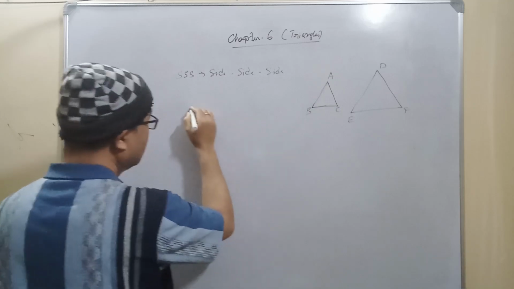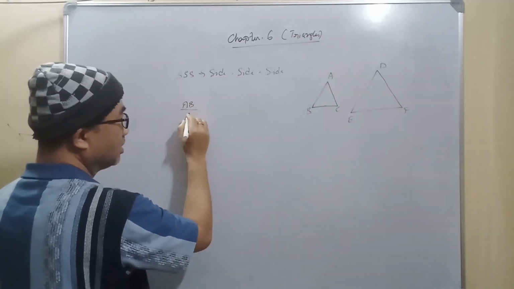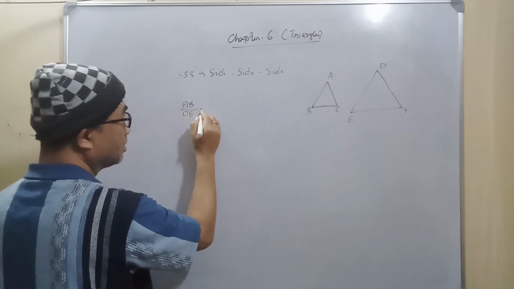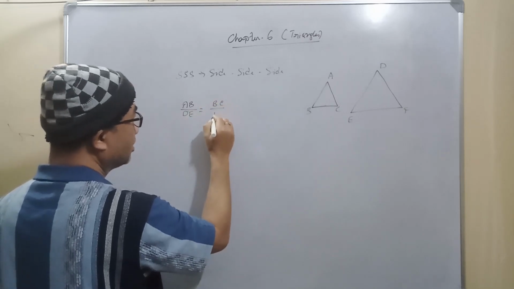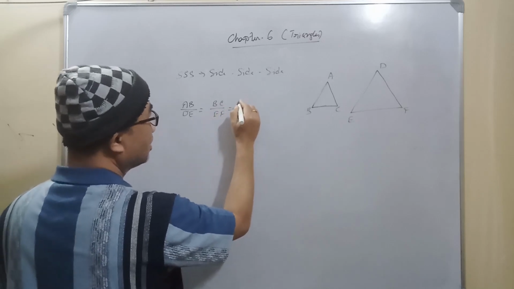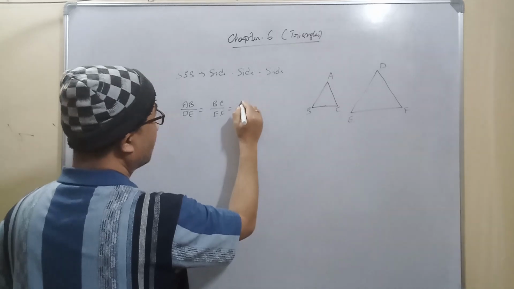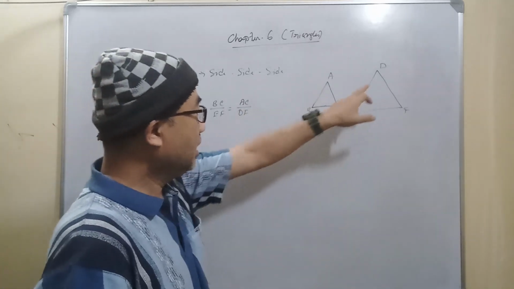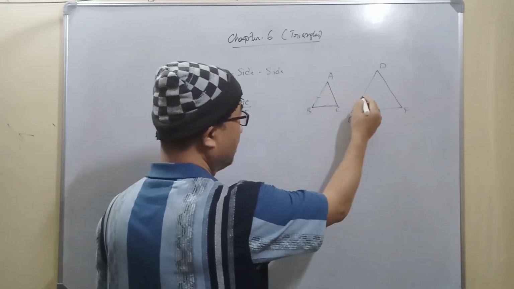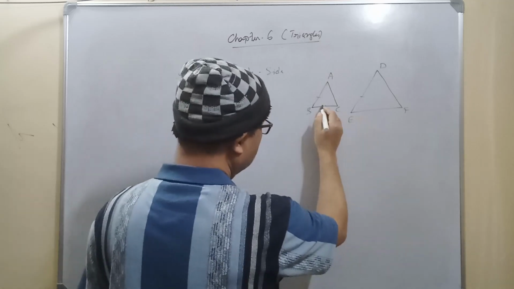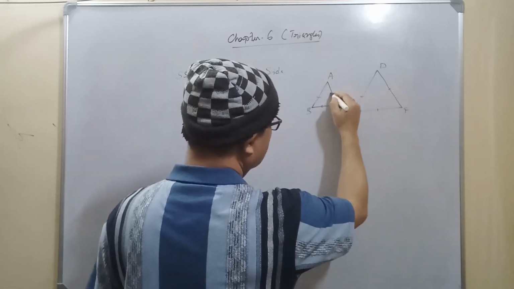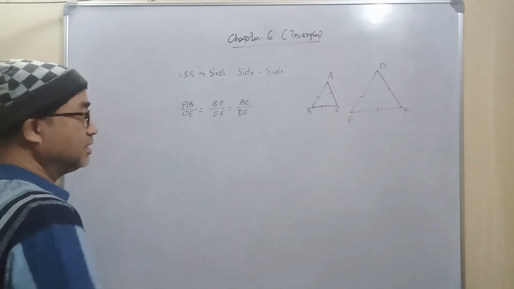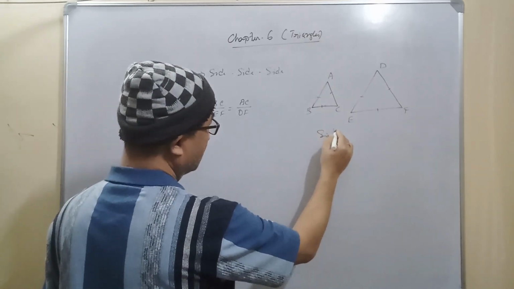It simply means that AB by DE, BC by EF, AC by DF. If AB by DE, then BC by EF and AC by DF, they are equal. If that is the case, then the two triangles are similar.